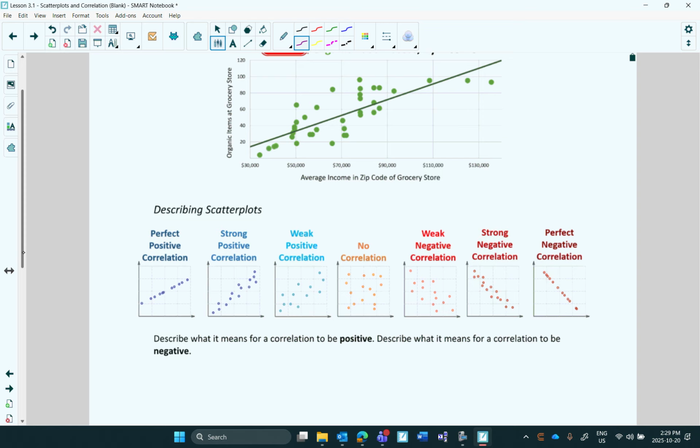A word we use to describe the relationship, if one goes up, the other goes up, or if one goes down, the other goes down, or if one goes up, the other goes down, is called correlation, which is really just describing the relationship.